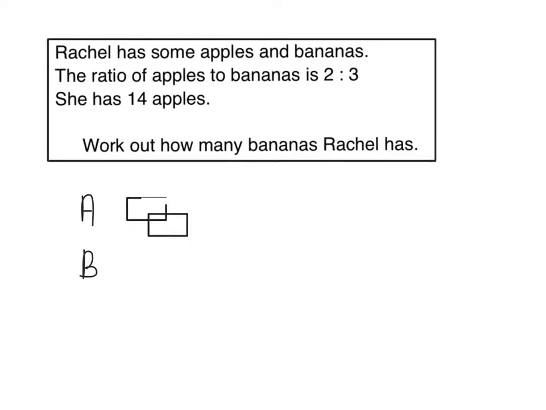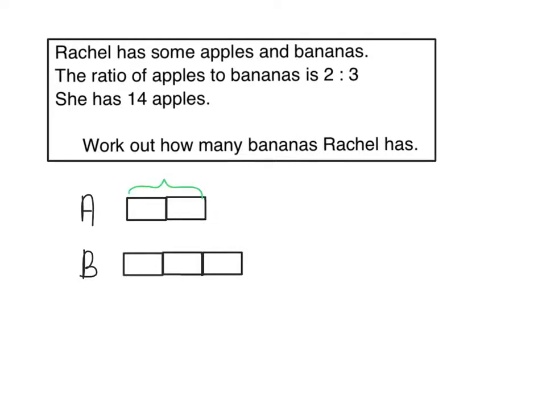So I need exactly the same size boxes. You can just use the squares in your book. And it's 3 bananas, 2 to 3. She has 14 apples.